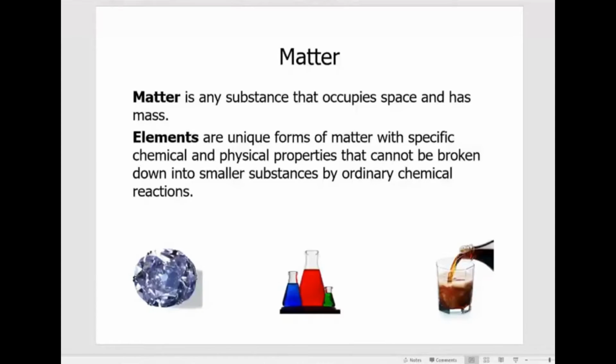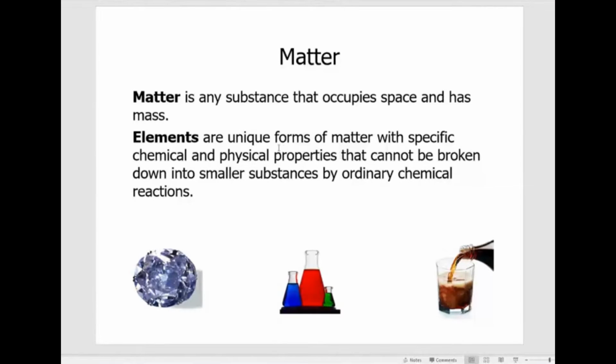We mentioned matter and elements a little bit last time, and if you remember, matter is pretty much everything that occupies space and has mass. So we have solid matter, liquid matter, and even gas matter. You can see carbon dioxide coming out of soda.